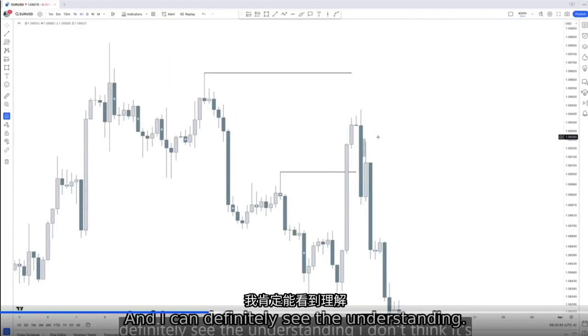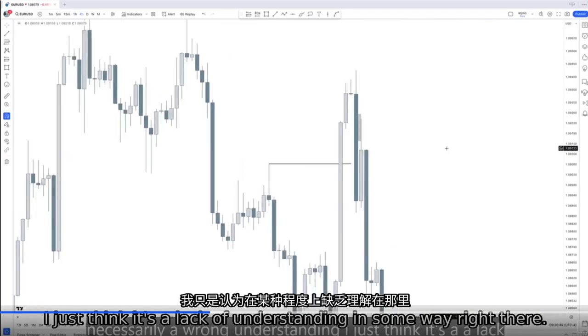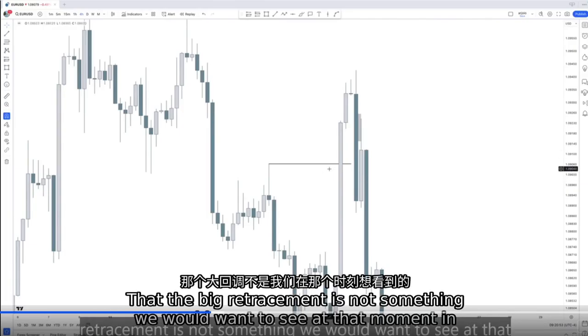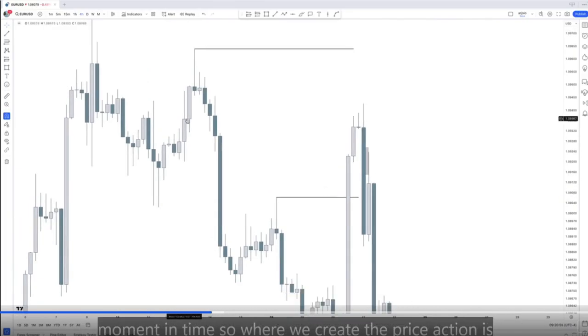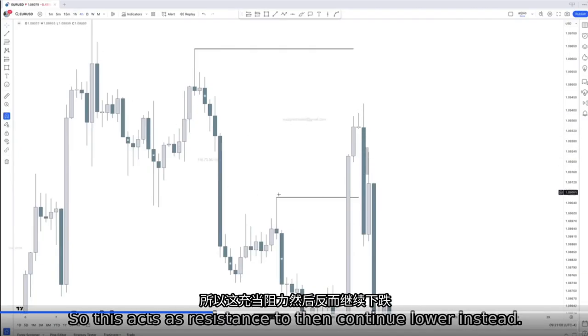And I can definitely see the understanding. I don't think it's necessarily a wrong understanding. I just think it's a lack of understanding in some way right there, that the big retracement is not something we would want to see at that moment in time. So where we create a huge expansion phase coming into that as well. So this acts as resistance to then continue lower instead.